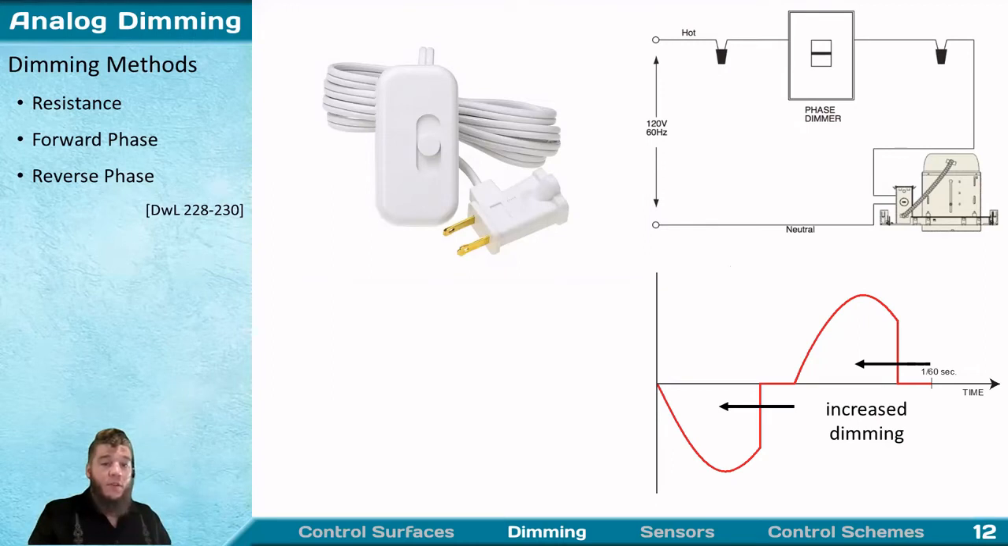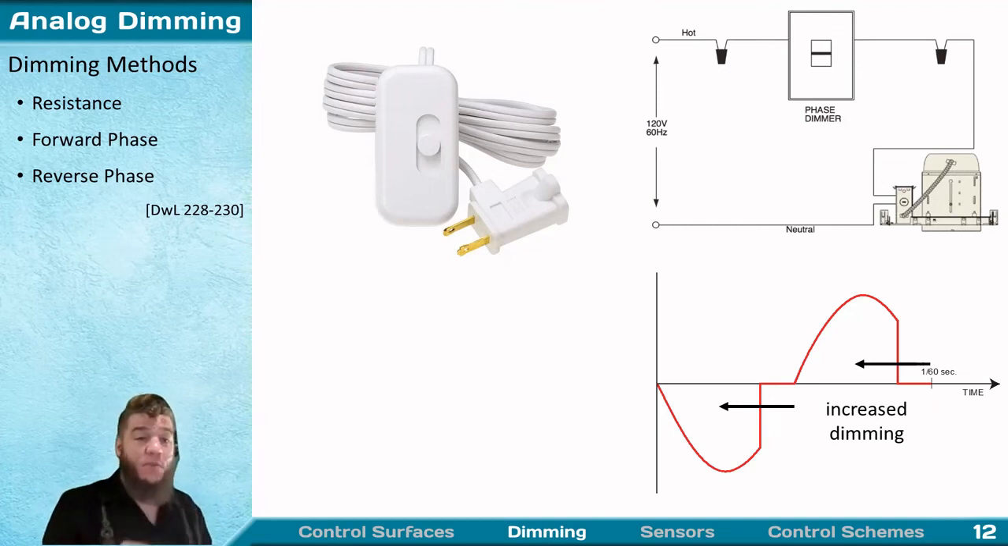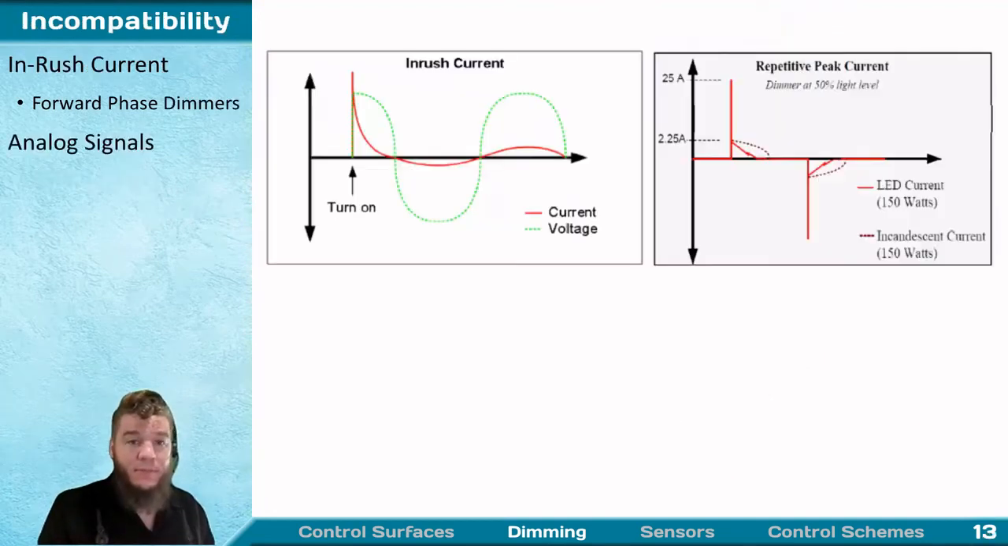Now, here are some of the challenges with this, because remember I said earlier that we're basically not specifying anything but LEDs anymore. So the real question is, how do LEDs interact with all of these types of dimming? And it can be a real challenge. There are a couple of aspects to this challenge.